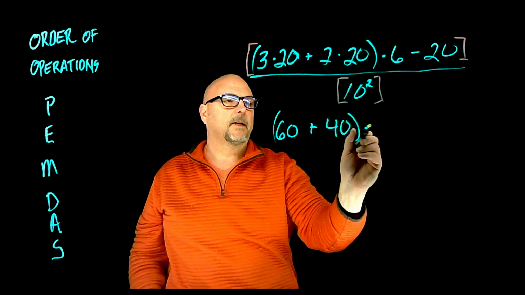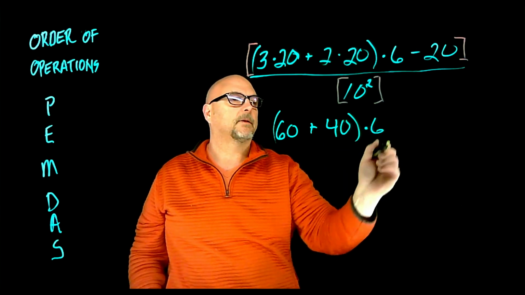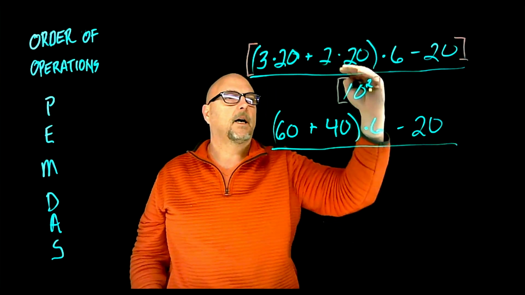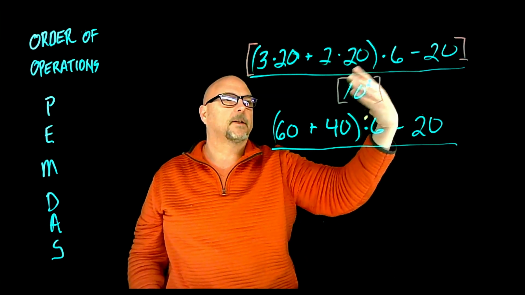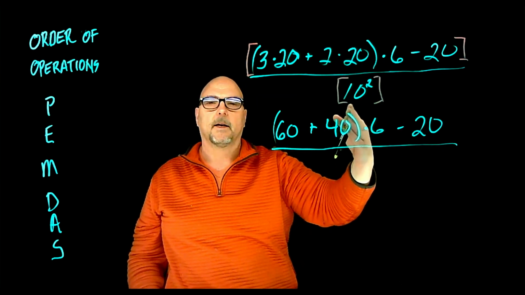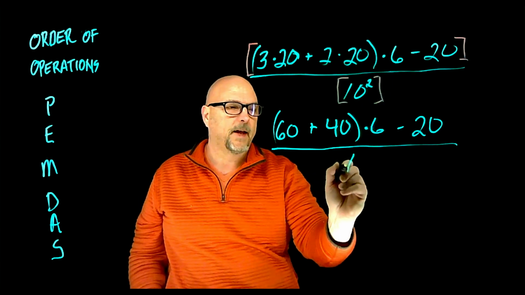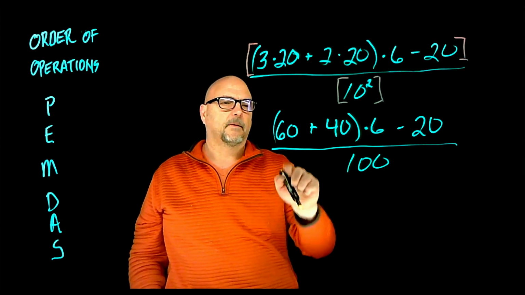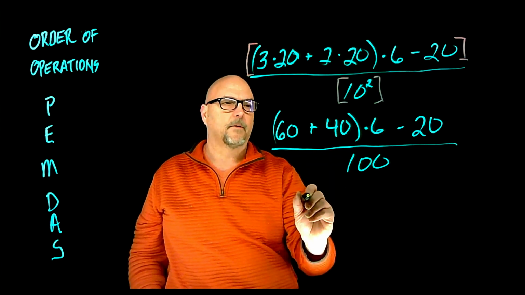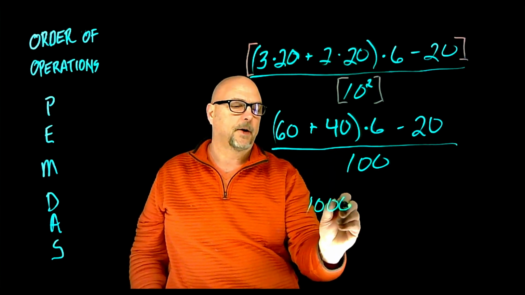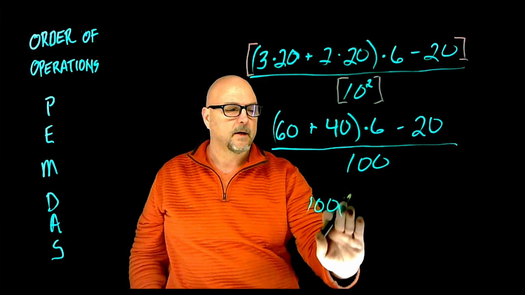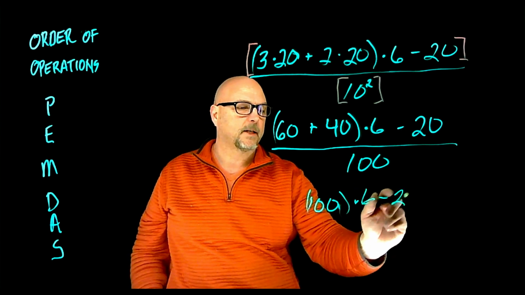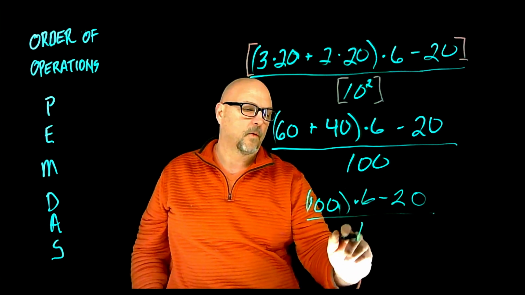Now, we still haven't done anything with multiplying by 6 on the outside, and we also have a minus 20. And because the fraction bar functions as symbols of inclusion, I can go ahead and say 10 squared in the denominator. That gives me 100. All right, good enough. So let's see, what is 60 and 40? 60 and 40, well, that gives us 100. Whoops, not 1,000. 100 times 6 minus 20 all over 100.